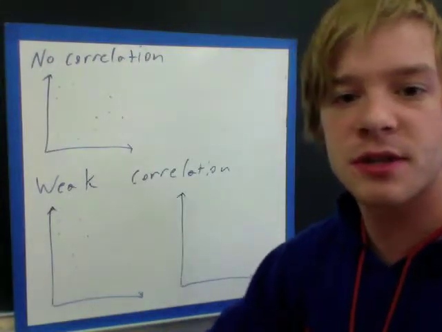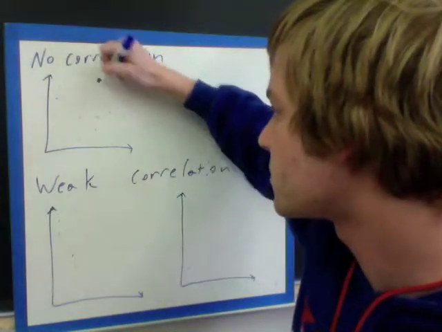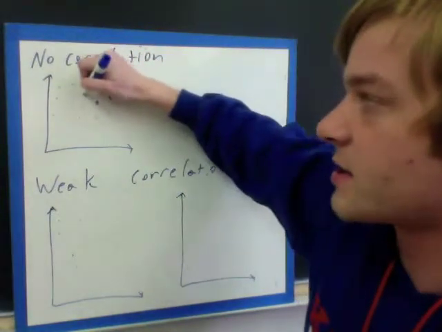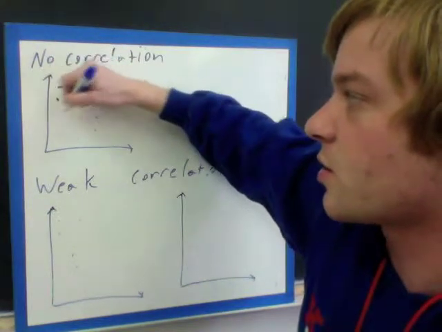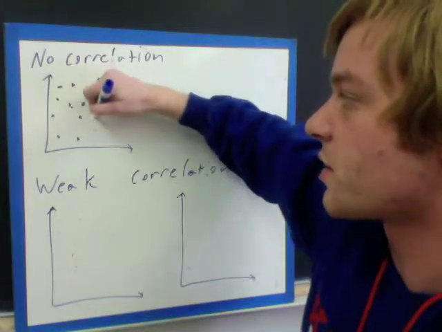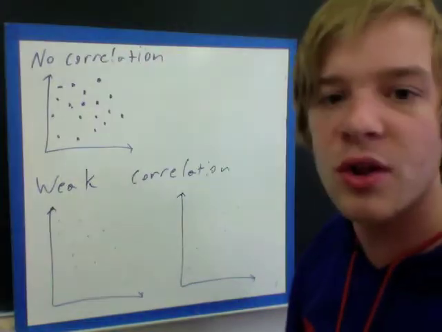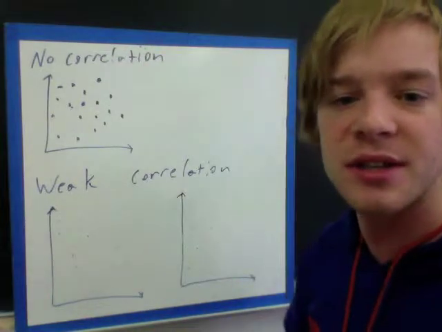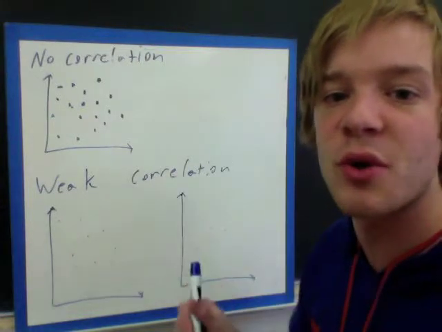So for instance, okay, I'll make these dots a little bit darker here. If we have a series of dots that are just all over the place, they're all random, then we say that there's no correlation at all. As you see here, this first example just has dots that are all over the place. You can hardly find a pattern throughout any of them. We say that that's no correlation.